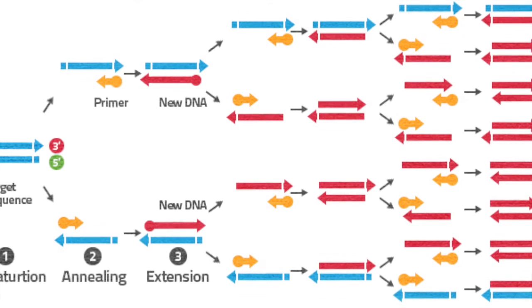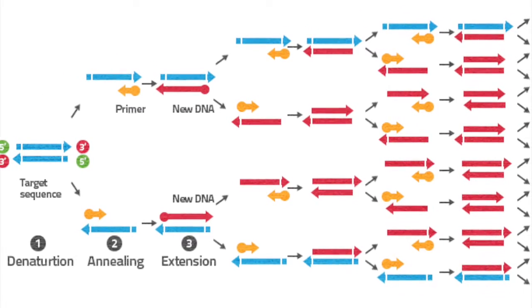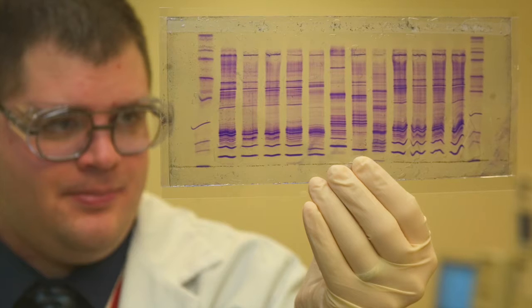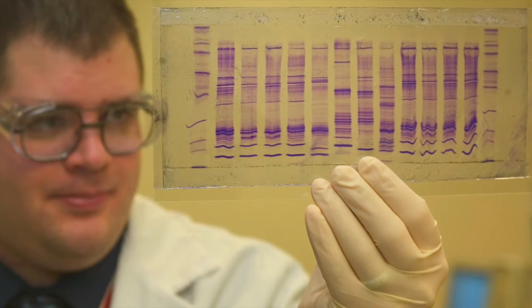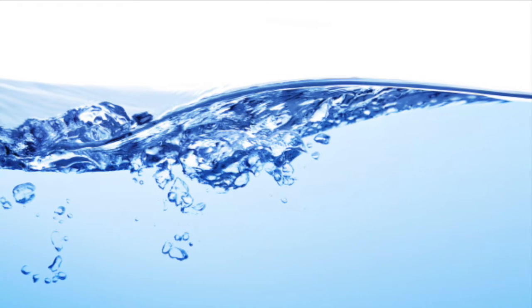This copying process is repeated a number of times, and during each cycle, the amount of DNA in the reaction tube is basically doubled. At the end of this process, millions of copies of the original targeted DNA in the extraction are present.